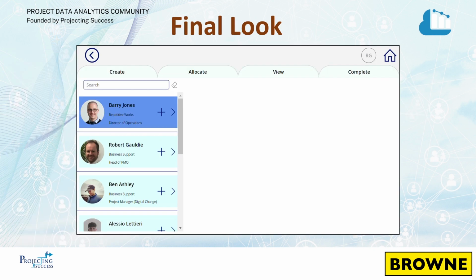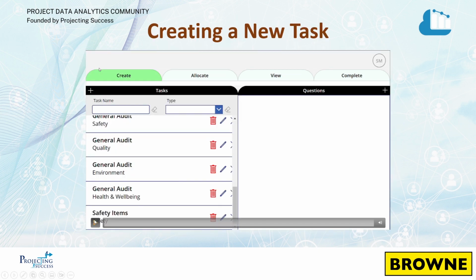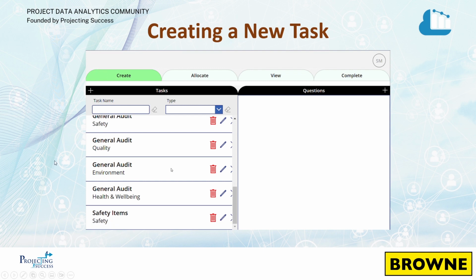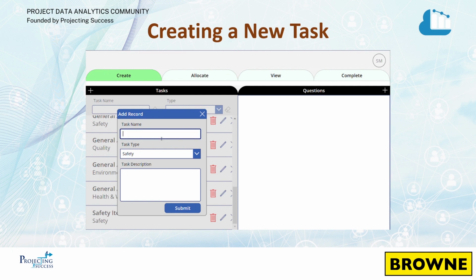We pulled this together into a final app, and you can see that here, and in the next screen we have a walkthrough. So to tackle this, we have task allocation on the left, so you can create new tasks, you can give it a name, you can allocate it a type such as safety or quality or environment, and you can add a description so it's easy to know what you need to do with this task.